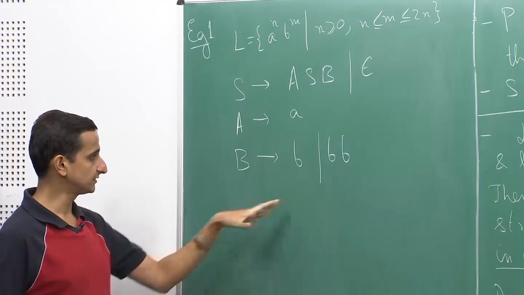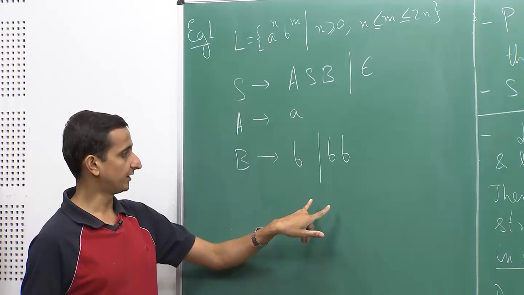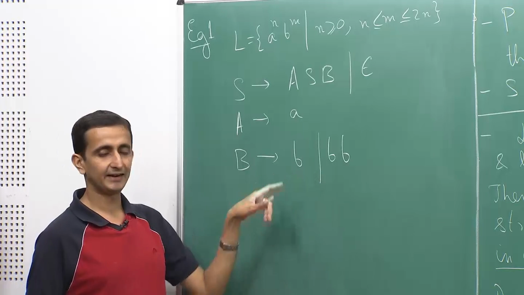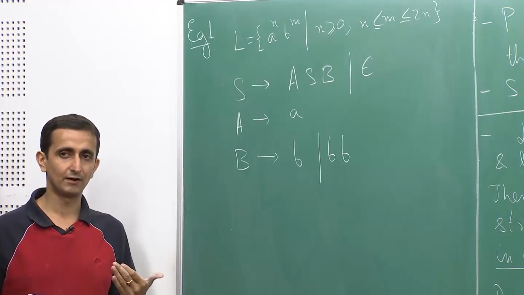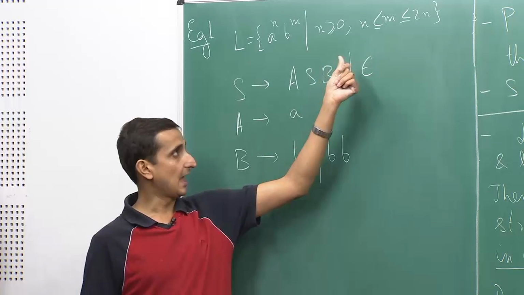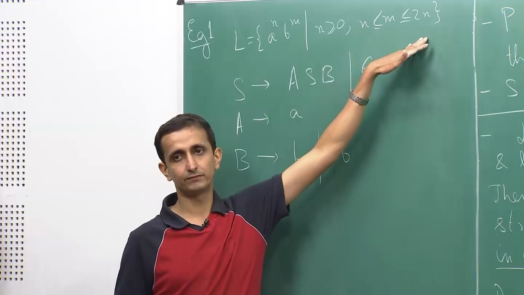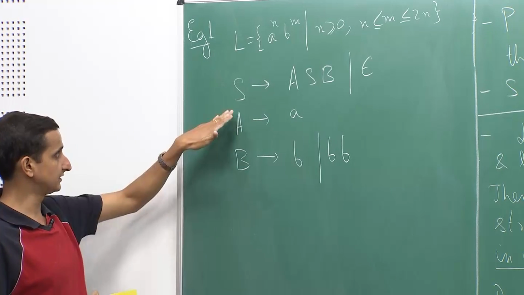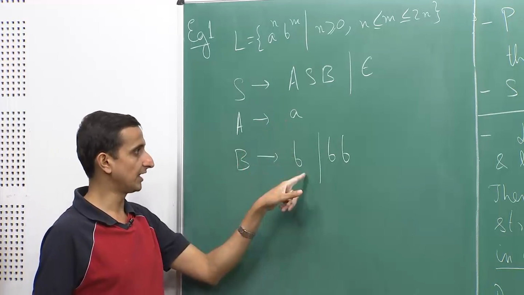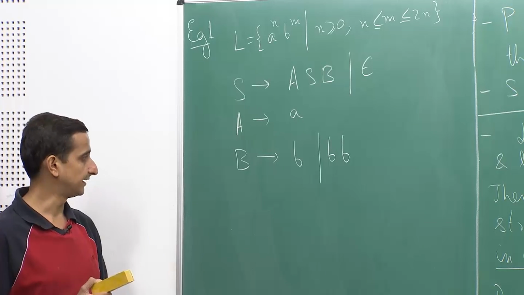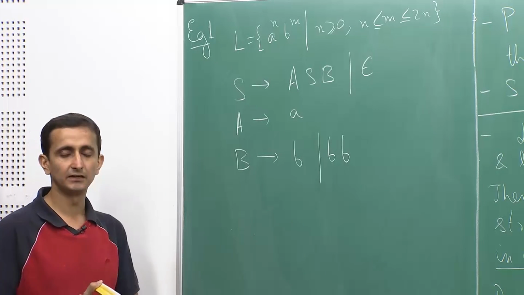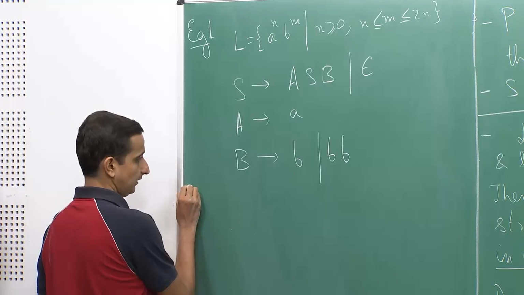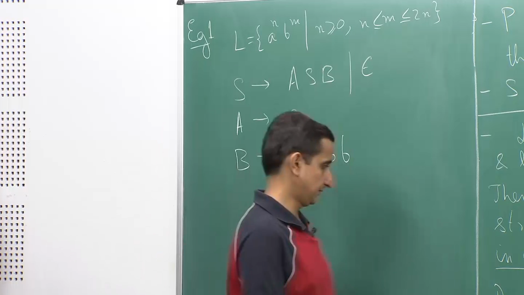So, this is a very important example where we use the fact that I can have multiple production rules for one variable to accept languages which have this kind of form. Of course, S is our start variable, small a and small b are the terminals, and capital A, B and S are the variables.